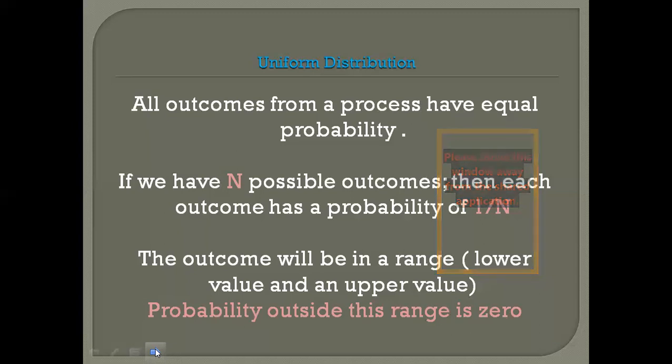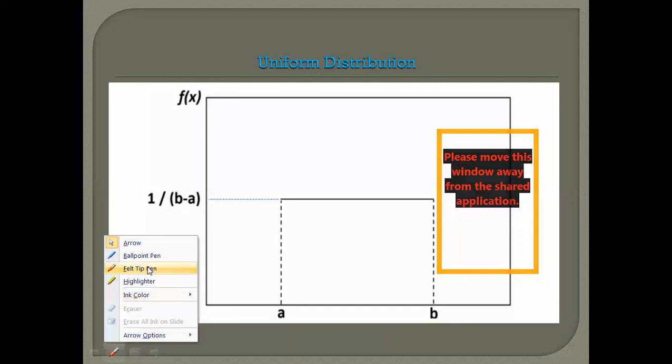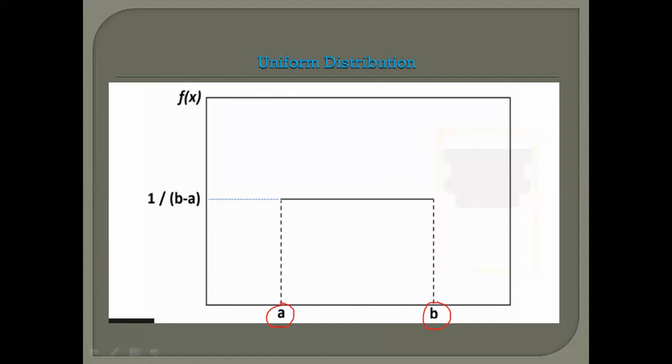The outcome will be in a range of a lower value and an upper value, and the probability outside this range is going to be 0. Let's understand this with a diagram. Now you can look at this. For example, this is a uniform distribution at hand. You have outcomes between the range of A, it's very important to understand here, and up to the range of B.